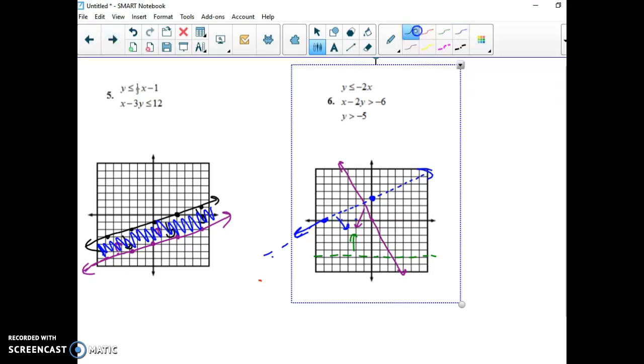And then in number 6, we have 3 functions, or 3 inequalities, all 3 of them where they overlap. That is where our end solutions are.